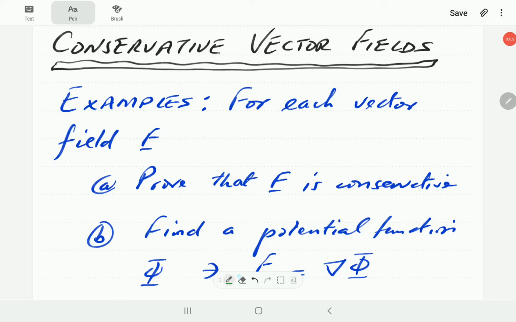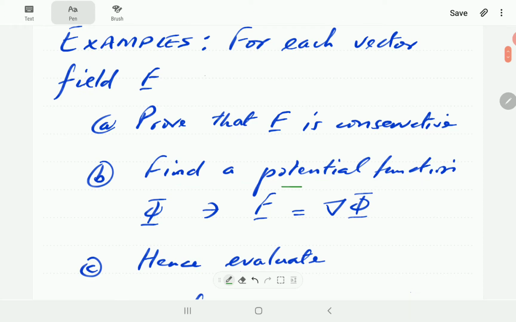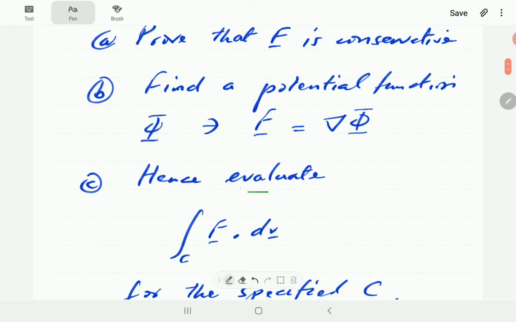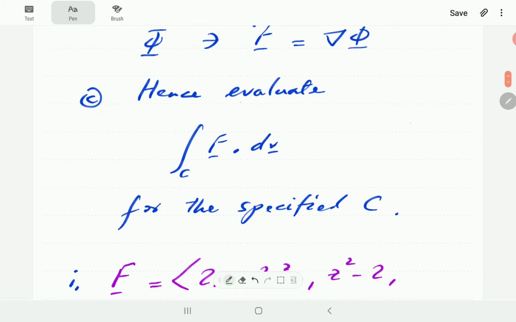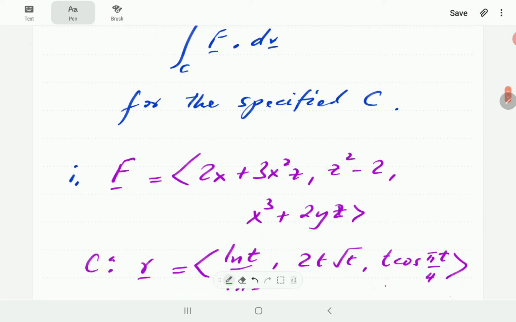Okay, in this video we're going to look at some examples involving conservative vector fields. In particular, we're going to be given a vector field. In each case, we're going to first prove that it is conservative. Then we're going to find the associated potential function phi. Then we're going to use that to evaluate the work done in moving an object under the influence of that force field or vector field from one point to another via a specified curve C.